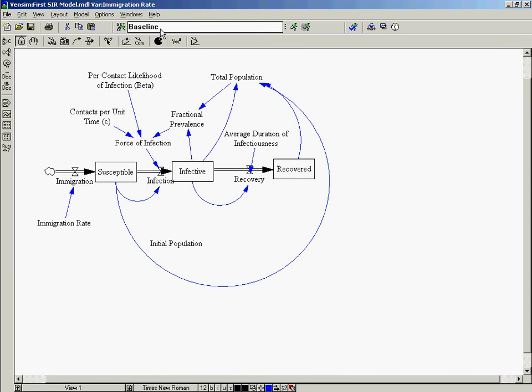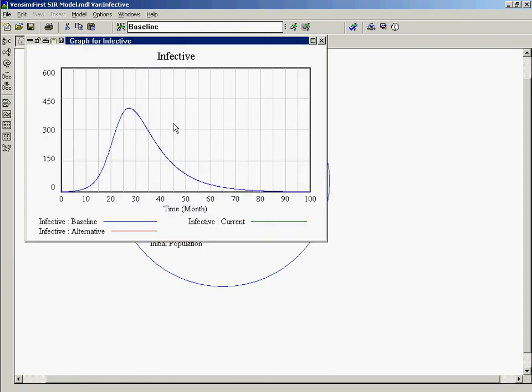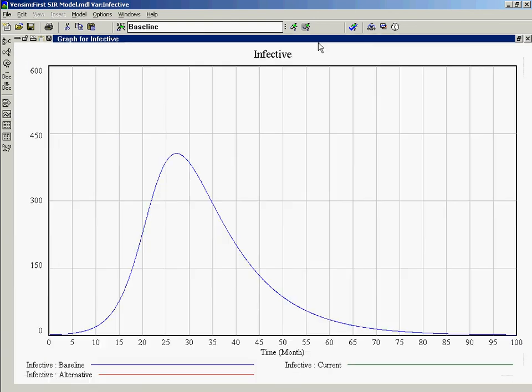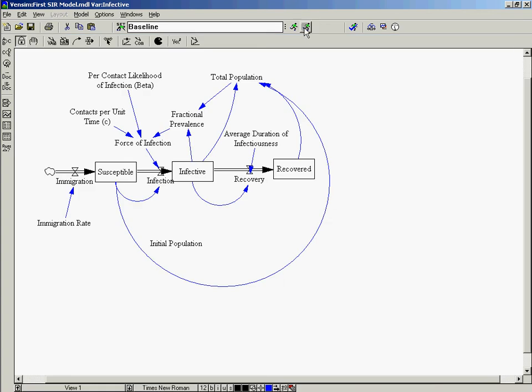Now how do I know that? Well, one way is I can double click on infective, and then I can draw a graph here and see how many infective people there are over time. But an even better way, and you folks have a slightly different version, so I'm going to have to peek at one of your screens, is something called Synthesim up here. It's just to the right of this, and it looks kind of like a running man with a strong wind behind him.